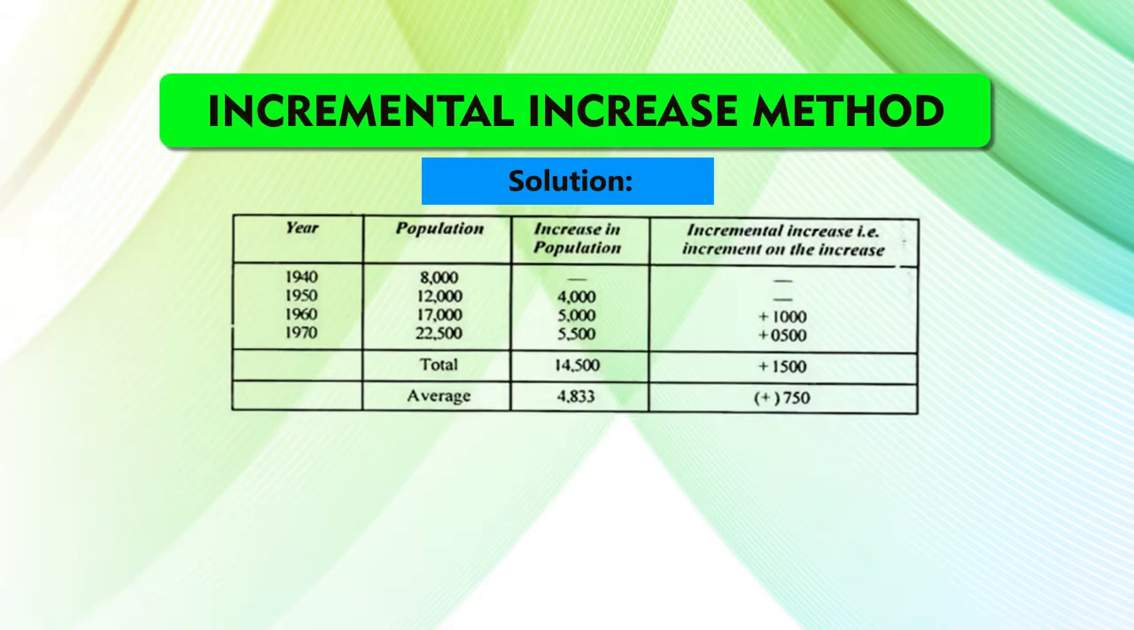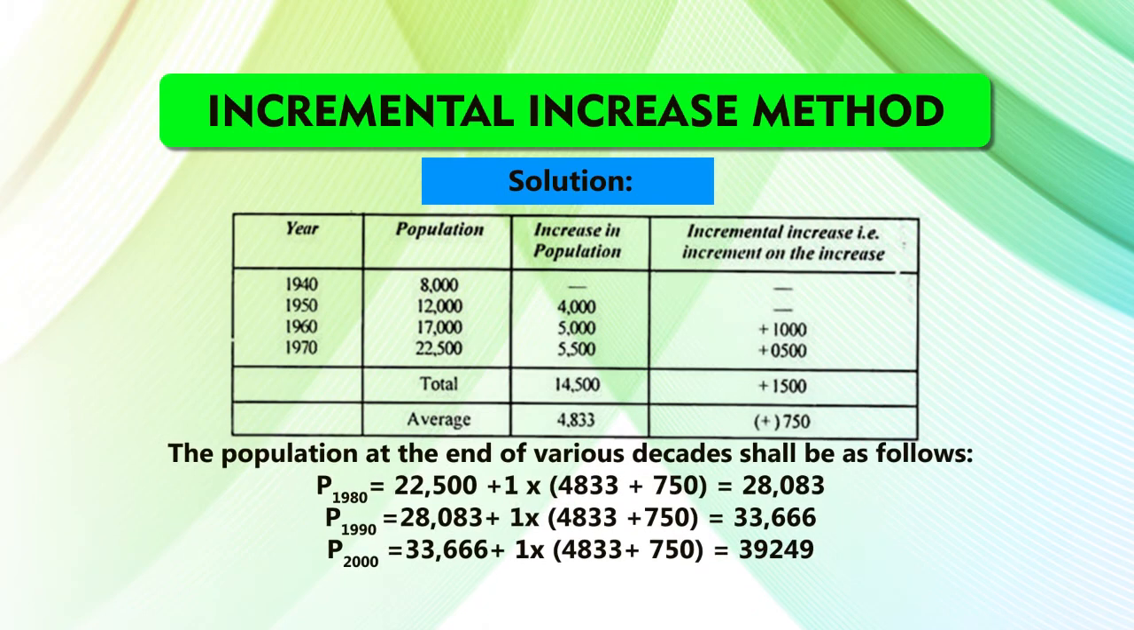So we calculate the increase in population year-wise, then calculate the average increase, then we calculate the incremental increase, giving how much increase in a decade. So here the total value for incremental increase is 1500. From the average of the two years, this is 750.